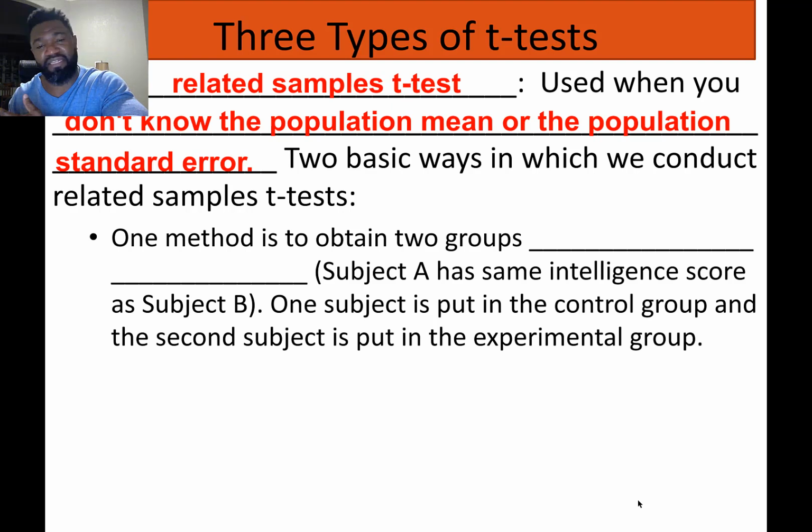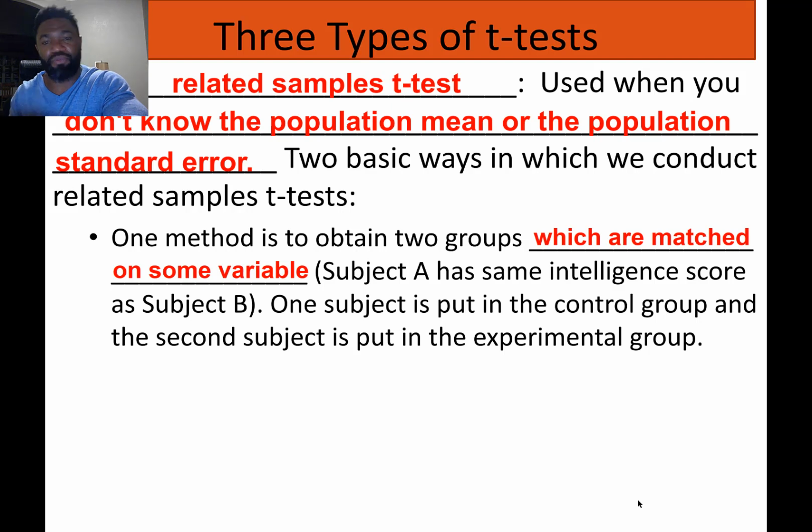The first method is for us to go out and get two groups of people which are matched on some variable. So we get subject A and we give him an intelligence test, right? And then we find another person who has pretty much that exact same intelligence test score, so they both have the same IQ. We put one of those people in the control group, and the other person in the experimental group. The idea is that these people are similar in some meaningful way, and so we match people across conditions.